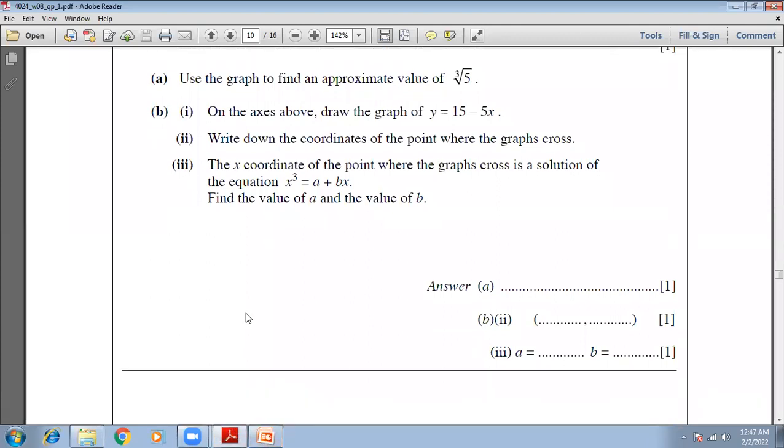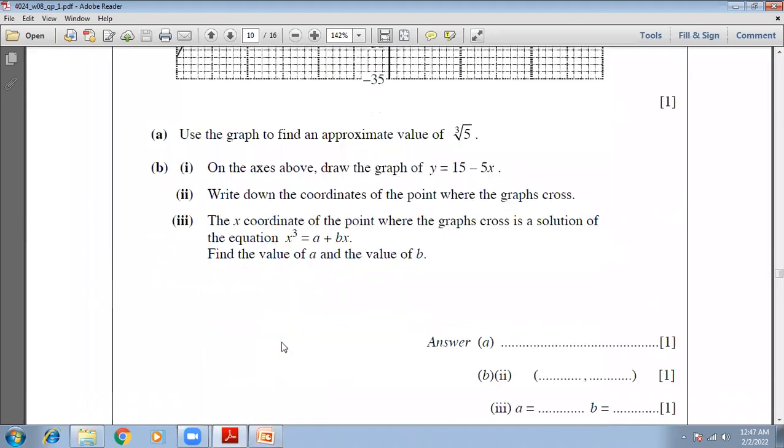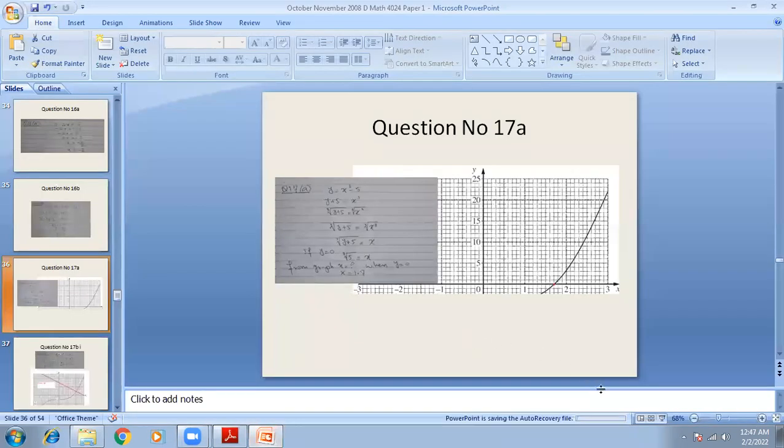Okay, so the next question is question number 17, and it's the B part. He says, on the axis above, draw the graph of 15 minus 5x. So that's not a problem. We will make a table and easily we can draw that.